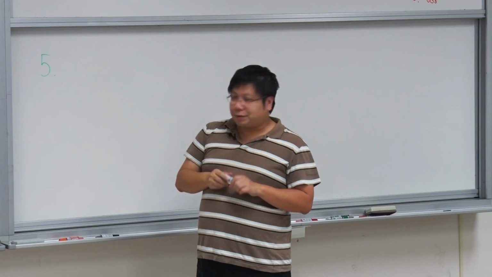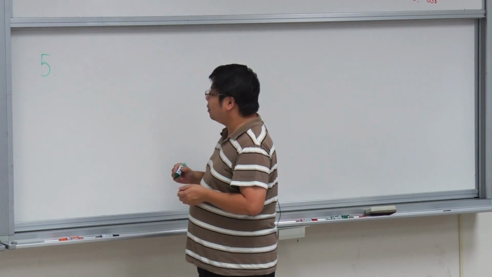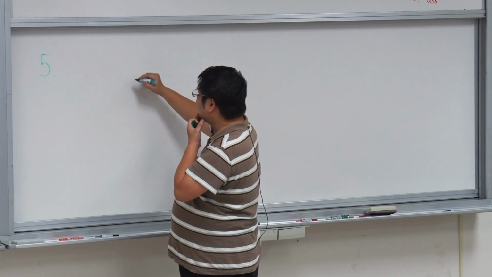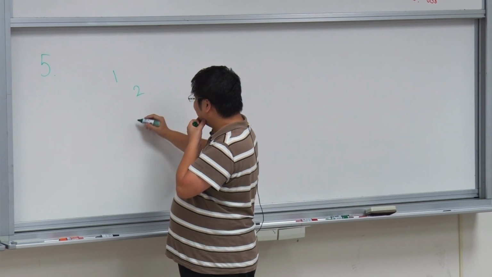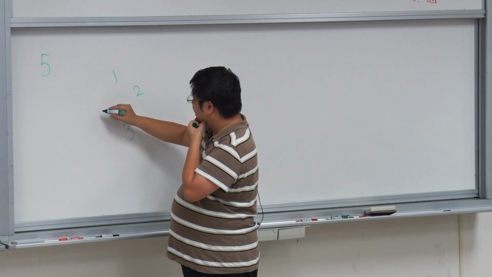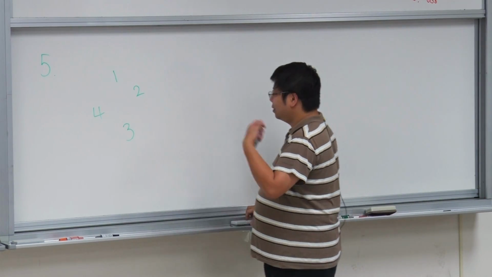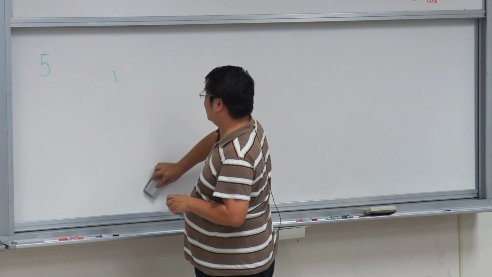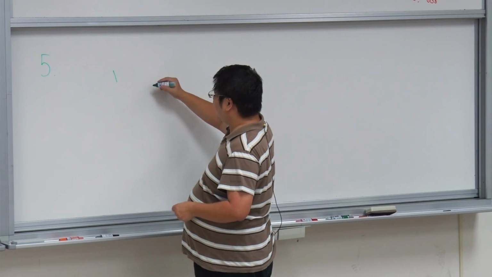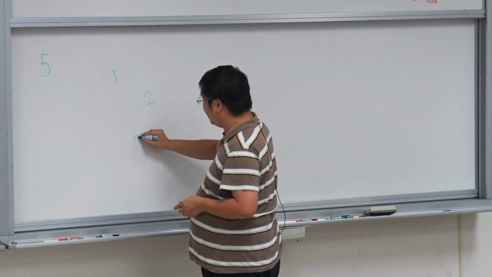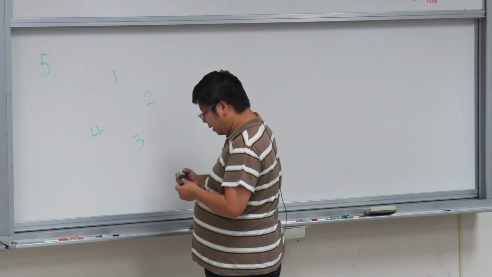So let's say there is a table with n positions. Let's say 1, 2, 3, 4. Let's say just 4 positions. 1, 2, 3, 4. Okay.